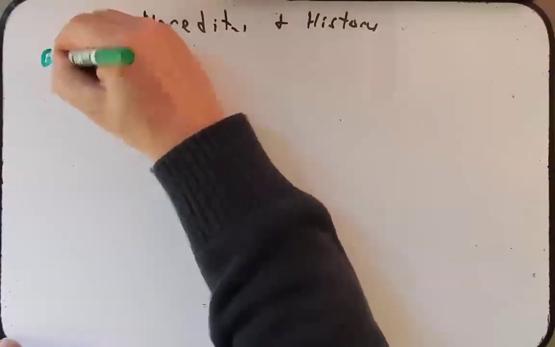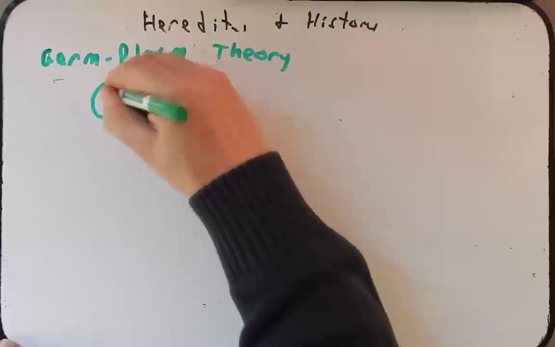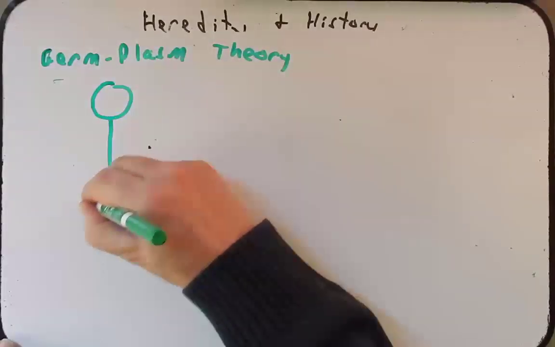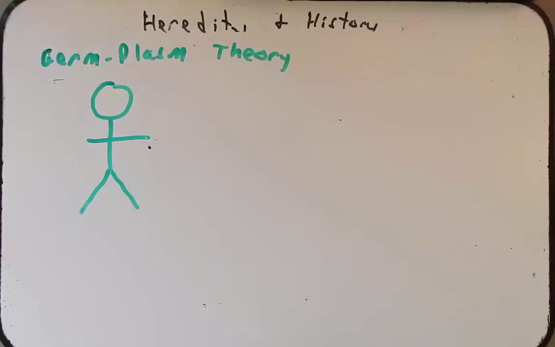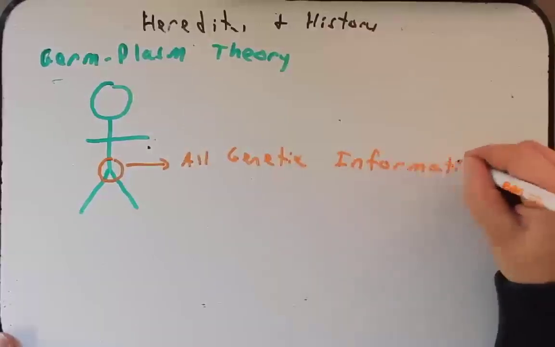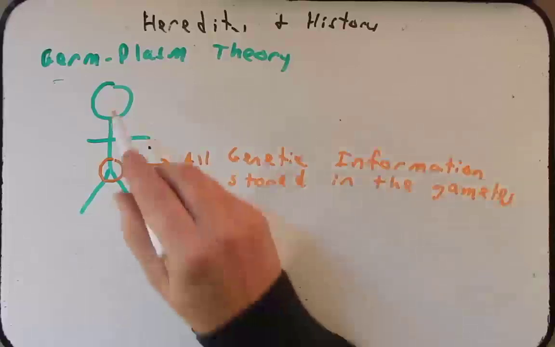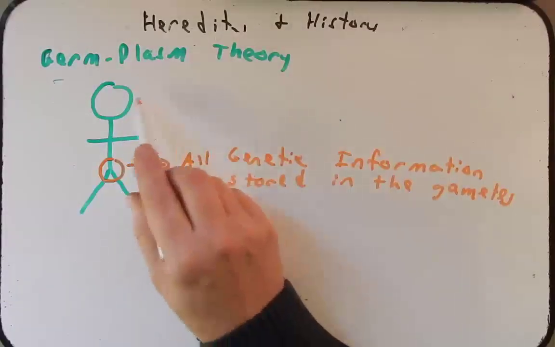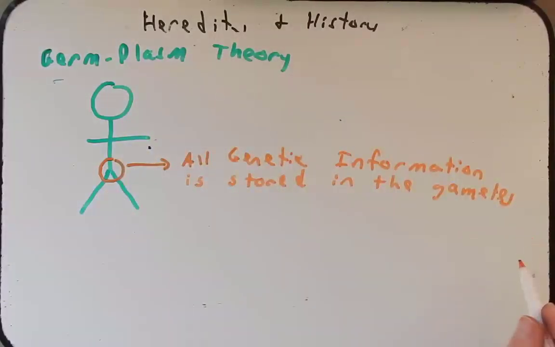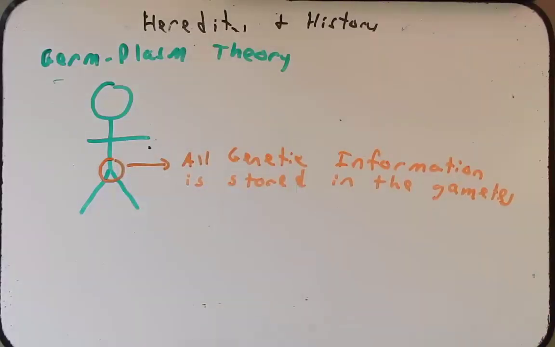And the current idea is the germ plasm theory. So what the germ plasm theory states is that when you have an organism, again, one like my lovely drawn human here, the germ plasm theory says that all of the genetic information is stored in the gametes. Information from different parts of the body are not transmitted to the gonads so that the gametes now have that information. An individual is born with all that genetic information in their gametes. So the germ plasm theory is the widely accepted view of heredity.